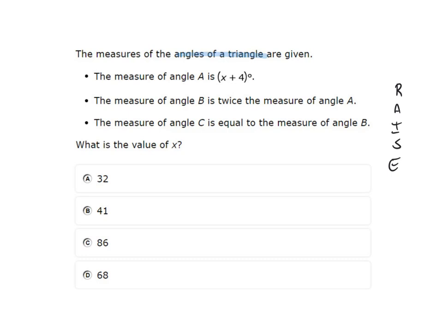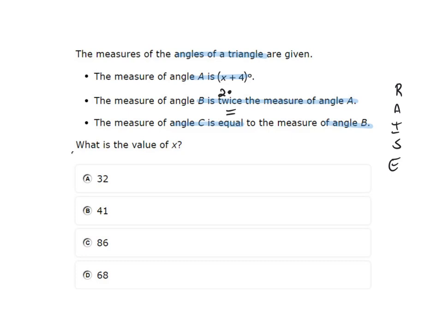Okay, the measure of angle A is x plus 4. Let me underline that. The measure of angle B is twice the measure of angle A. Let me put a 2 and then the multiplication symbol here. I'm just going to use a dot for the multiplication symbol. Twice the measure of angle A. And the measure of angle C is equal to the measure of angle B. Let me put an equal sign there.